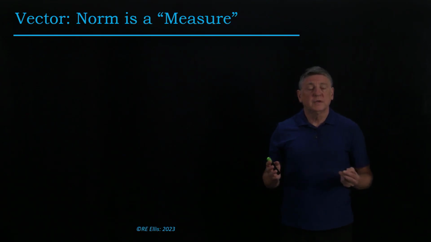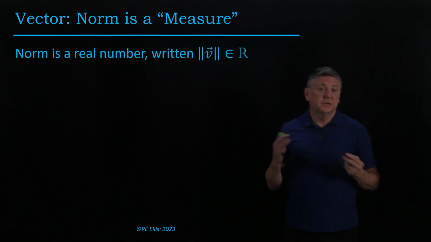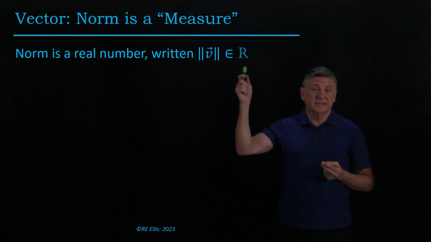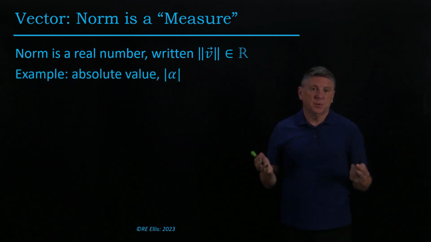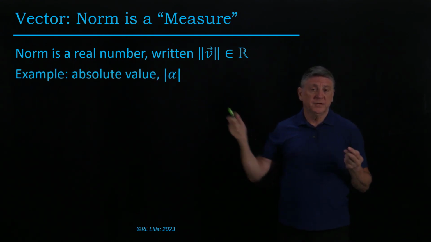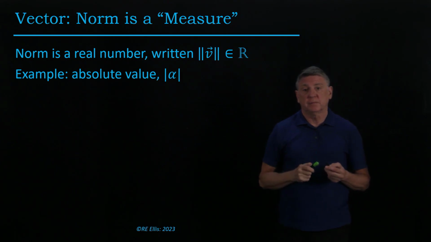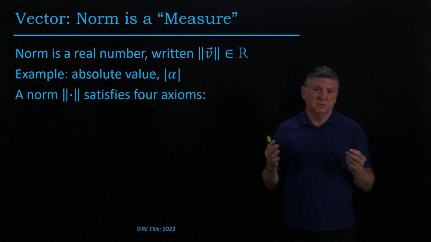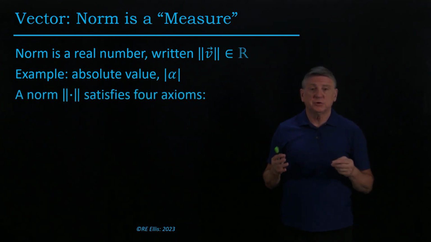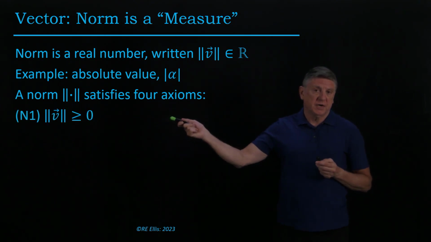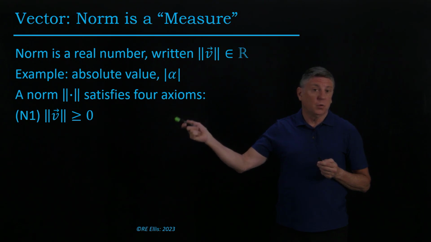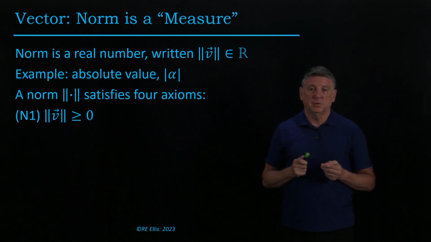A vector norm is a way of measuring a vector. It's a single real number, so it's in the set of real numbers, and it's written using double bars around the vector. An example that you already know is the absolute value, which is the way of measuring a single real number. A norm in general satisfies 4 mathematical axioms. You might say that a norm has 4 properties. The first is it has to be non-negative, so it can be 0 or any number up from 0.